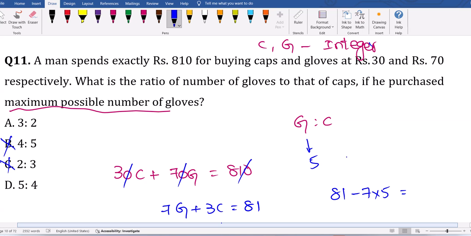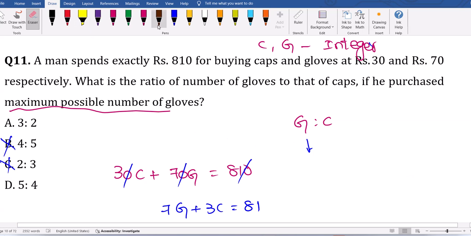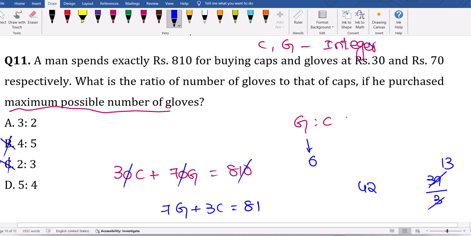No. It can be 3 is to 2, which means 6 and 4 is also possible. If I take this as 6, 7 into 6 is 42. And then the difference is 39, divided by 3, we got 13. This is 6, this is 13. No, we're getting more.